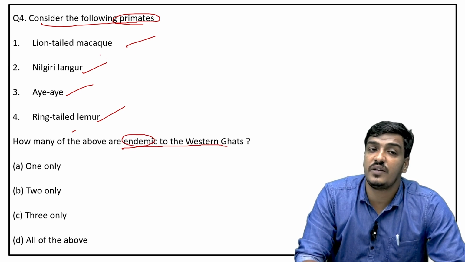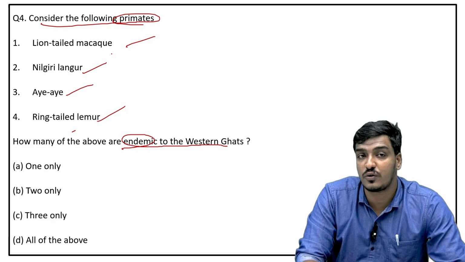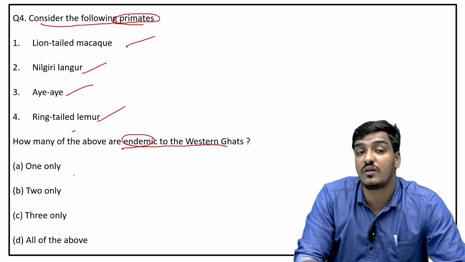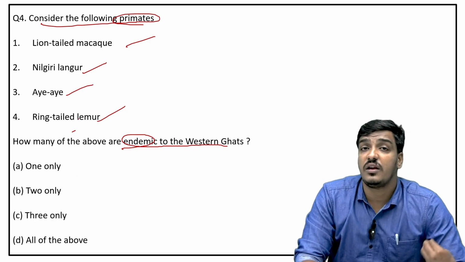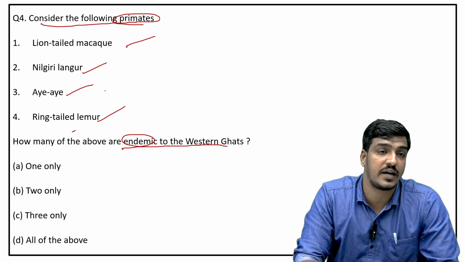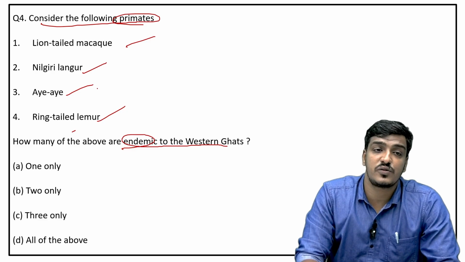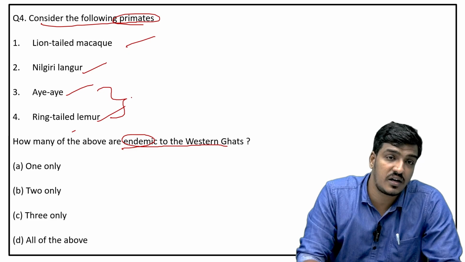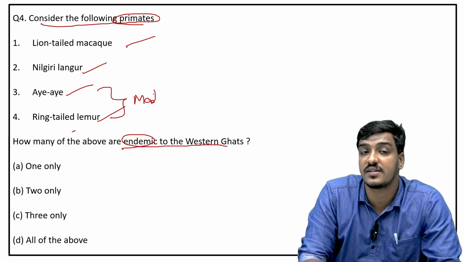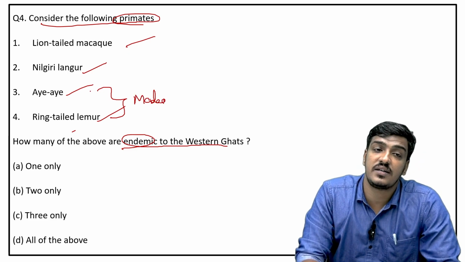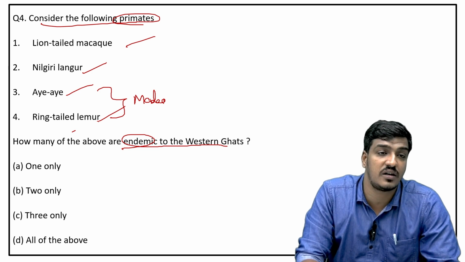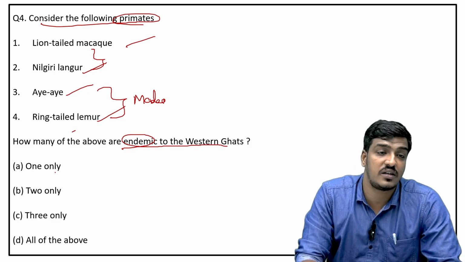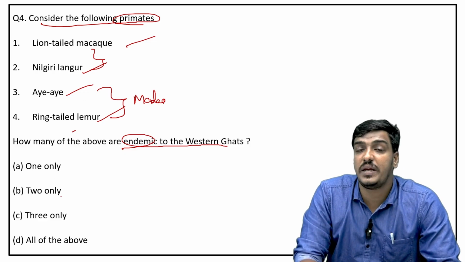And as we know, lion-tailed macaque is endemic to Western Ghats. Here they ask a tricky question, which we cannot eliminate if we don't know the animals correctly. So in this question, the aye-aye and ring-tailed lemur are both not endemic to Western Ghats, as they belong to the area called Madagascar. So only these two are endemic to Western Ghats. So the answer for this question is B, one and two only.